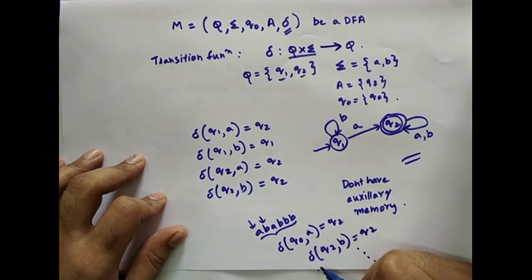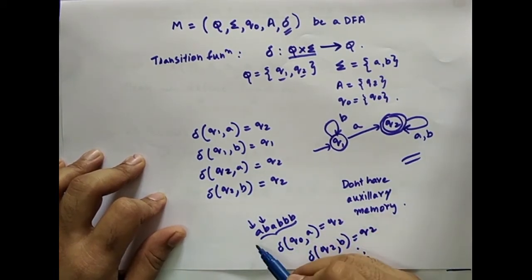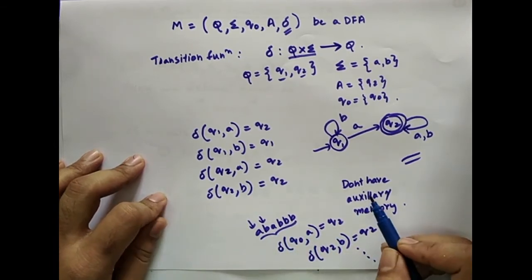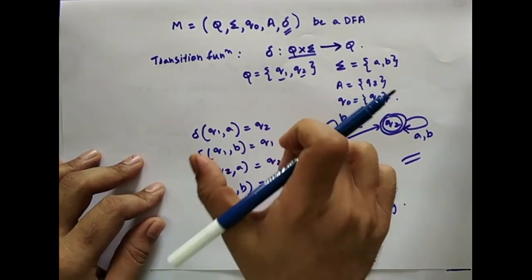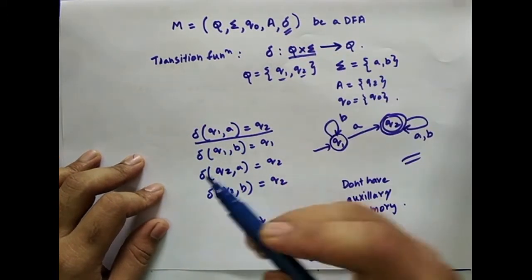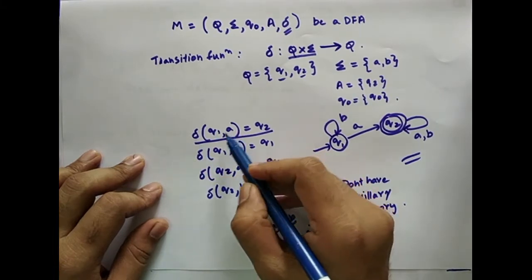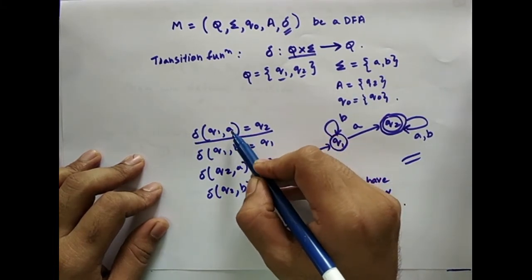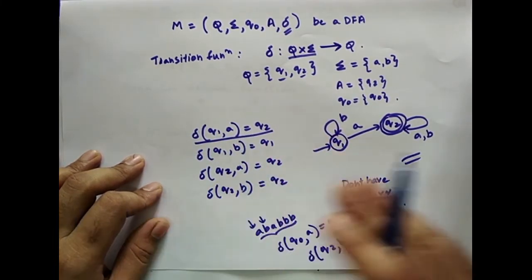So the transition function will be applied how many times? 1, 2, 3, 4, 5, 6 times for this entire string. In short, the drawback of the transition function that we have is that at a time it can read only one symbol of the input string.